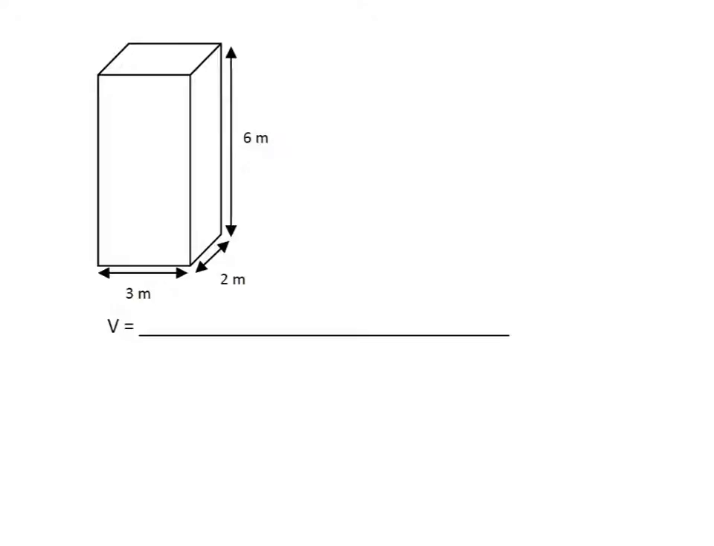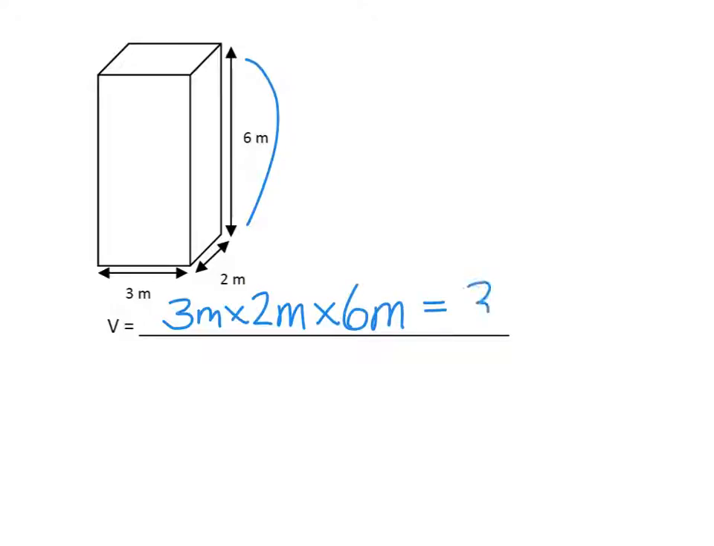But I'm going to use just my dimensions, and in this case my base layer, my bottom, is 3 meters times 2 meters, and I have 6 meters high of that, and I'm going to get 3 times 2 is 6, times 6 is 36 meters cubed for my volume.